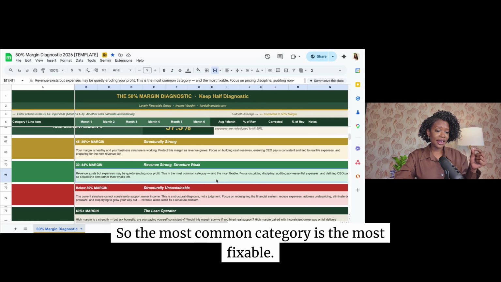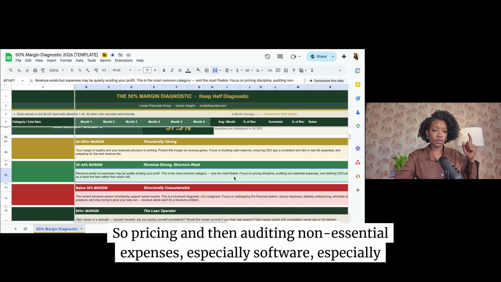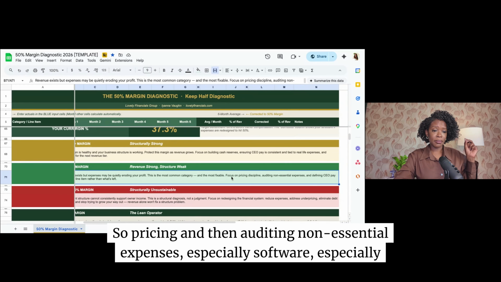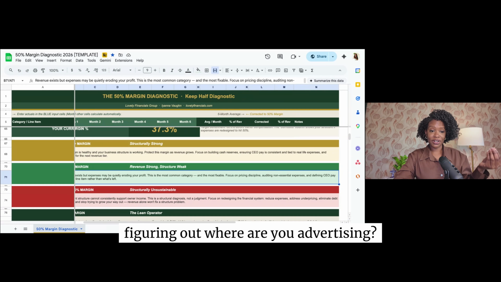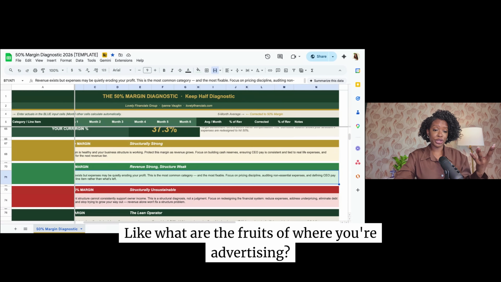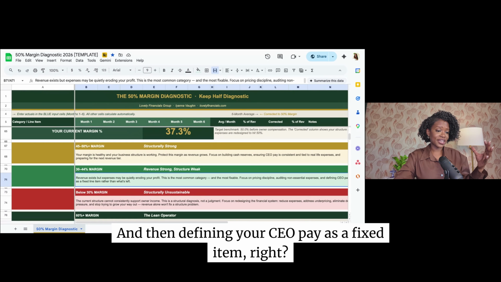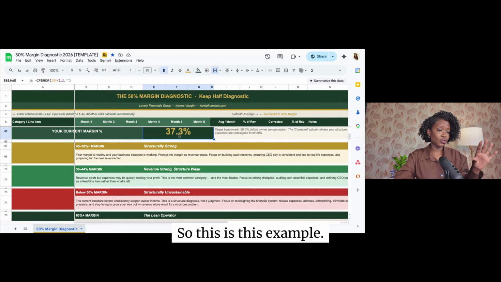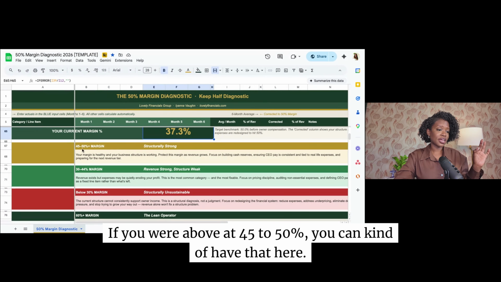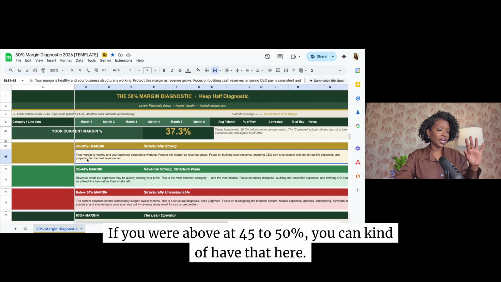So the most common category is the most fixable. So pricing, and then auditing non-essential expenses. So your software, especially figuring out where you are advertising, what are the fruits of where you're advertising, and then defining your CEO pay as a fixed item, right? So this is this example. If you were above at 45 to 50%, you can kind of have that here.